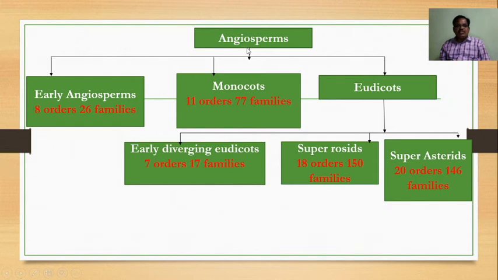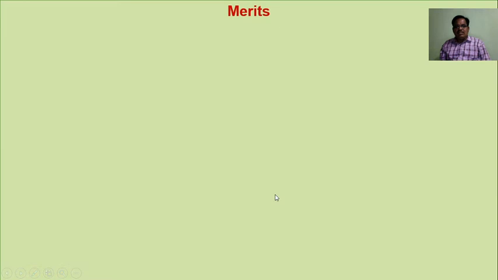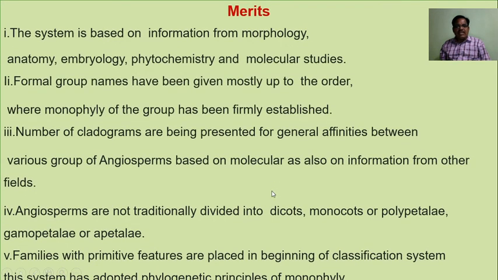When we observe this actual classification, angiosperms are divided into the early angiosperms, monocots and eudicots. And eudicots, that is the advanced dicotyledons, are divided into the early diverging eudicots, superrosids and superasterids. No doubt they have different types of orders and families. This system is only classified up to the families and not more than that. So this system has such type of characters. Then one more thing, merits of this system.